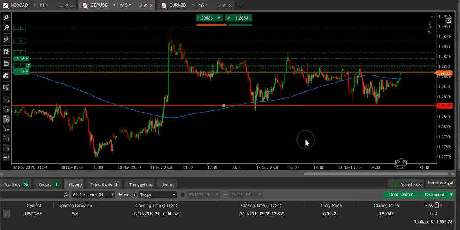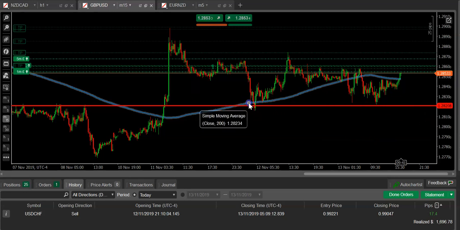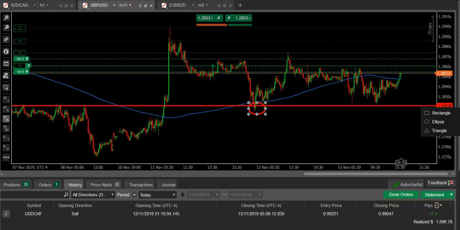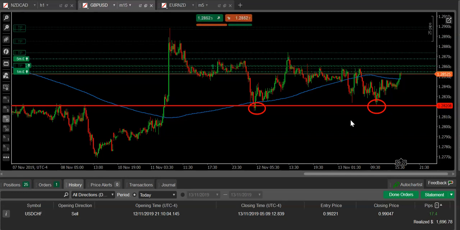But we can see that price came down to that 1.2820 area, a level of support that we can highlight with a couple of ellipses, a couple of circles, to show us where buyers stepped in at this level and thought that the pound was at a very low exchange rate to the US dollar at this area.